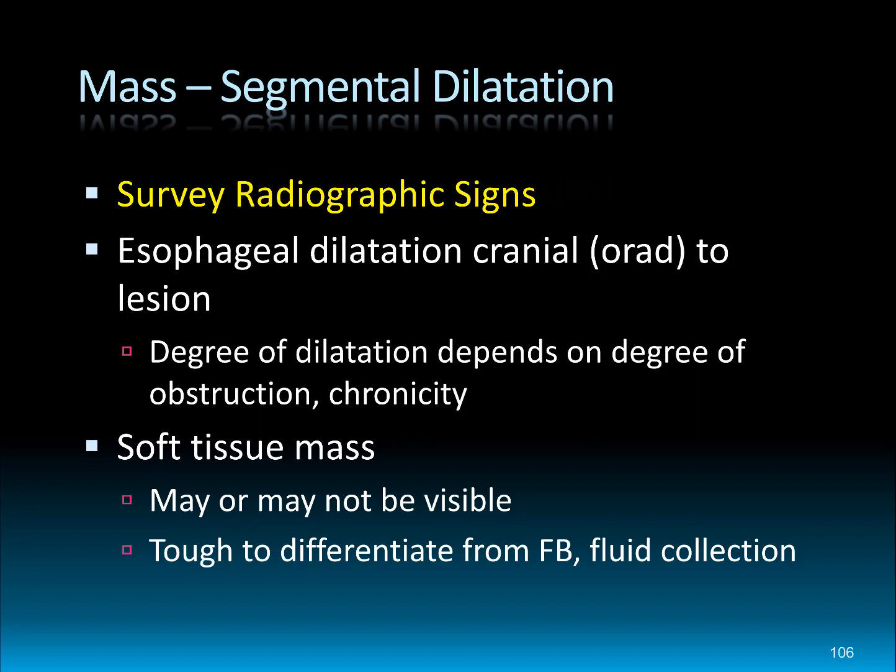On survey radiographs, same story as before. We're going to see dilation of the esophagus cranial to the lesion. Degree of dilation depends on how severe it is and how long it's been there. Usually we see a soft tissue opacity mass that is causing the obstruction. Depending on the size of the mass, we may or may not see it. It can have mineralization in it as well, so that may help us identify the mass. And like I said before, it can be tough to differentiate foreign bodies and masses, and then the fluid in the esophagus may silhouette with it either way.